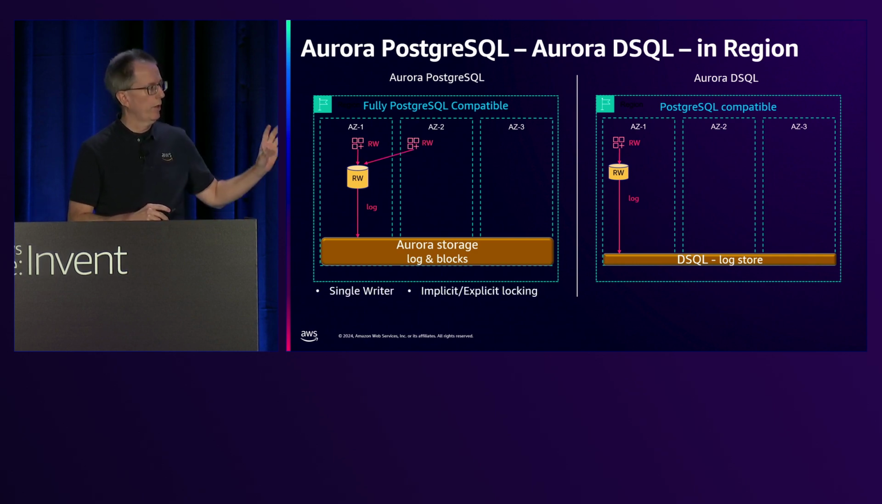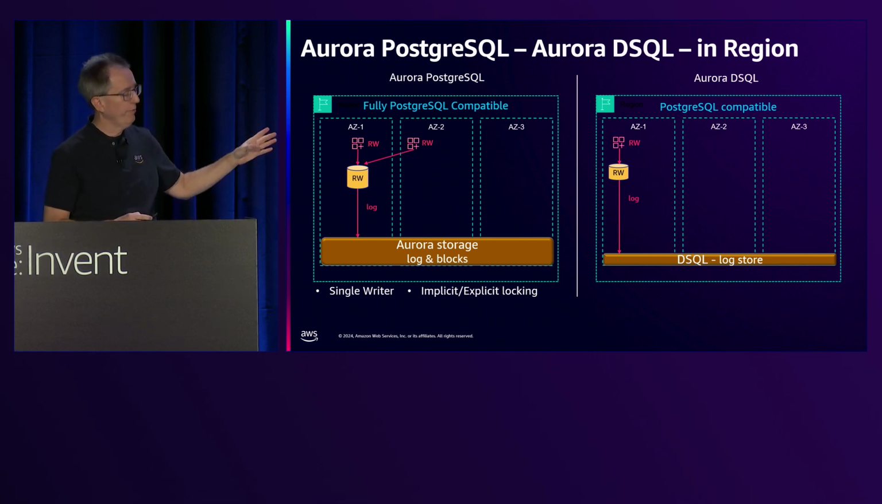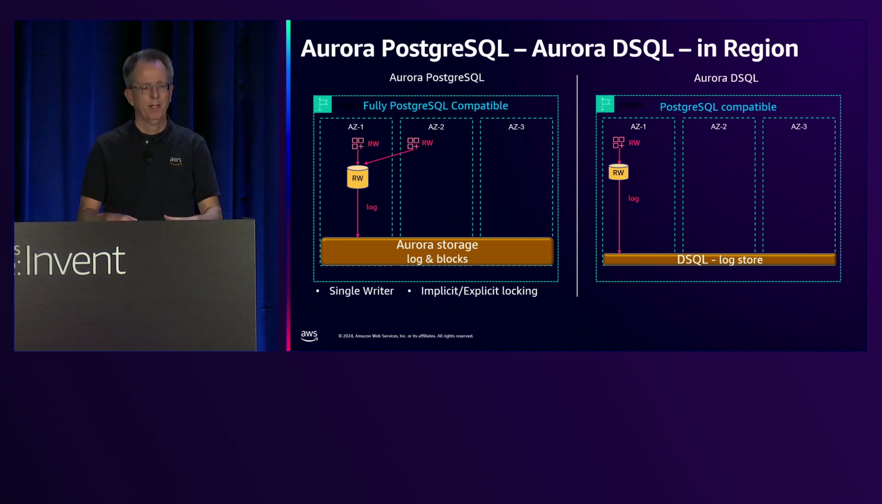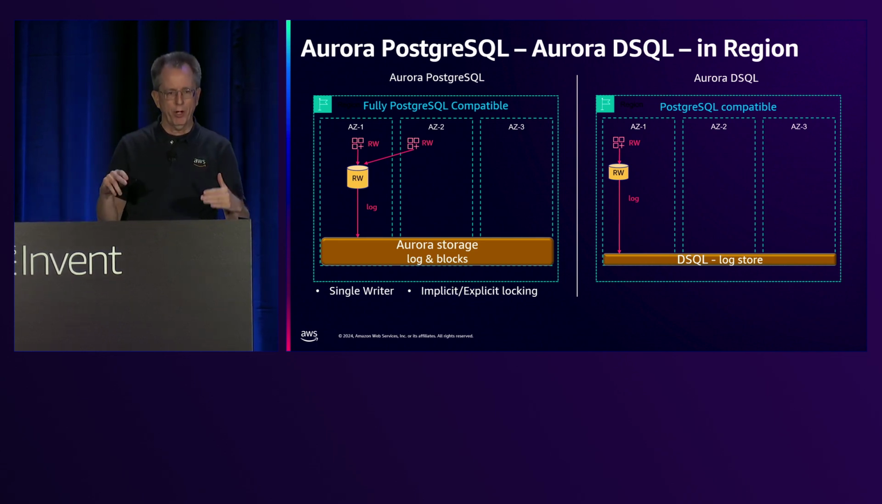Now, one of the things with Aurora Postgres is it's single writer. If you have another connection come in, in another AZ, whatever, it's got to go to the read-write node because we only have one. So even with write forwarding, it's still one writer. But you do have implicit and explicit locking: you can do select for update, or you can just do an update, and you get locking on that row.